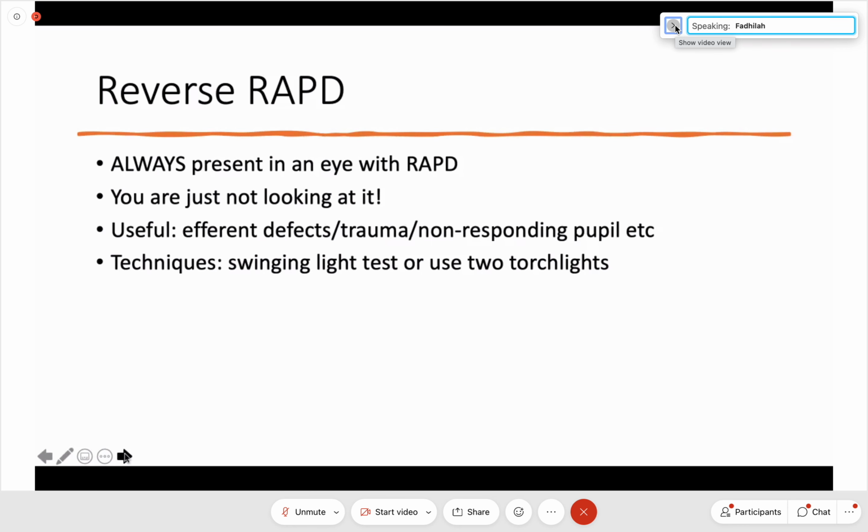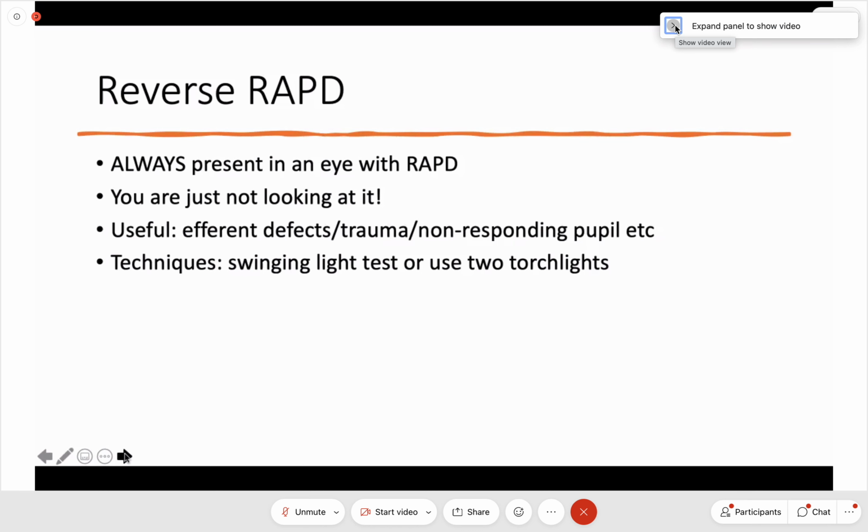Now, reverse RAPD. Some people are very fascinated about this, but believe me, it's always present in an eye with RAPD. When there is RAPD, there's always a reverse RAPD as well. You are just not looking at it, right? So I'll explain more about this.